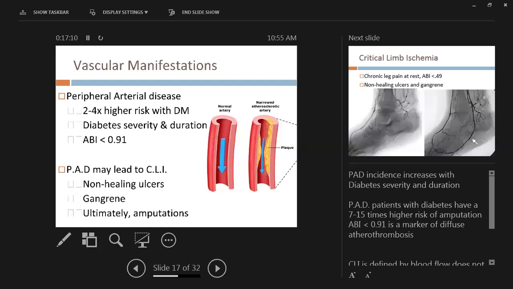So with circulation, if I check the pulses on my patient's feet and I don't really feel a pulse, I'll routinely send them for circulation testing just to see if we can do anything to improve their blood flow so they can heal a little bit better.